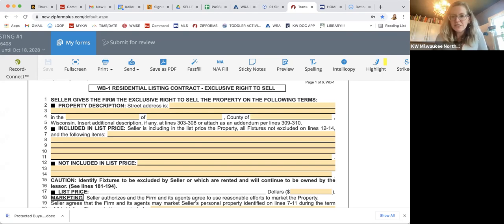Today we are going over the listing contract, and we're also going to be going over a delayed listing and an MLS exclusion and a single party listing. Just quickly going over those to differentiate the three types, most common types.